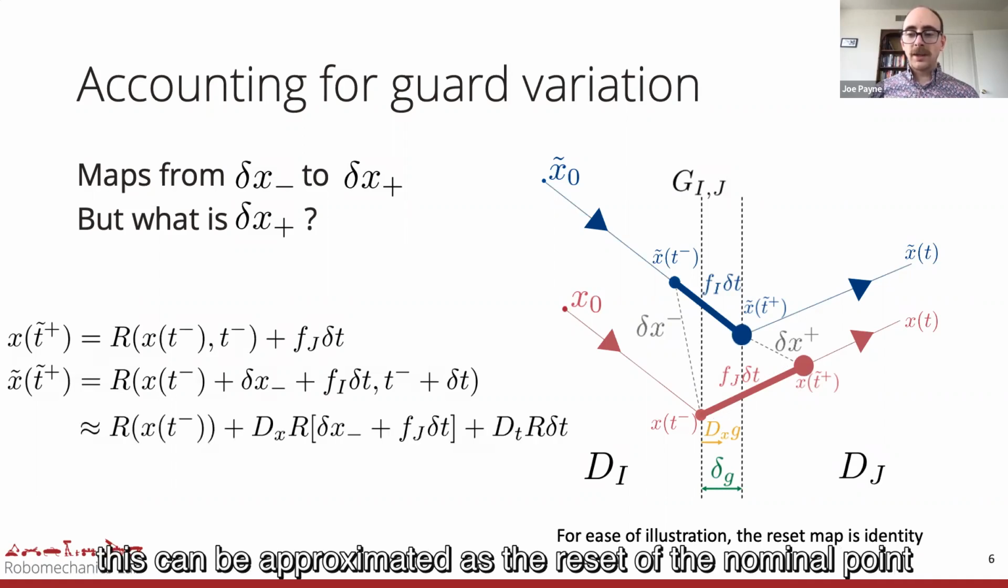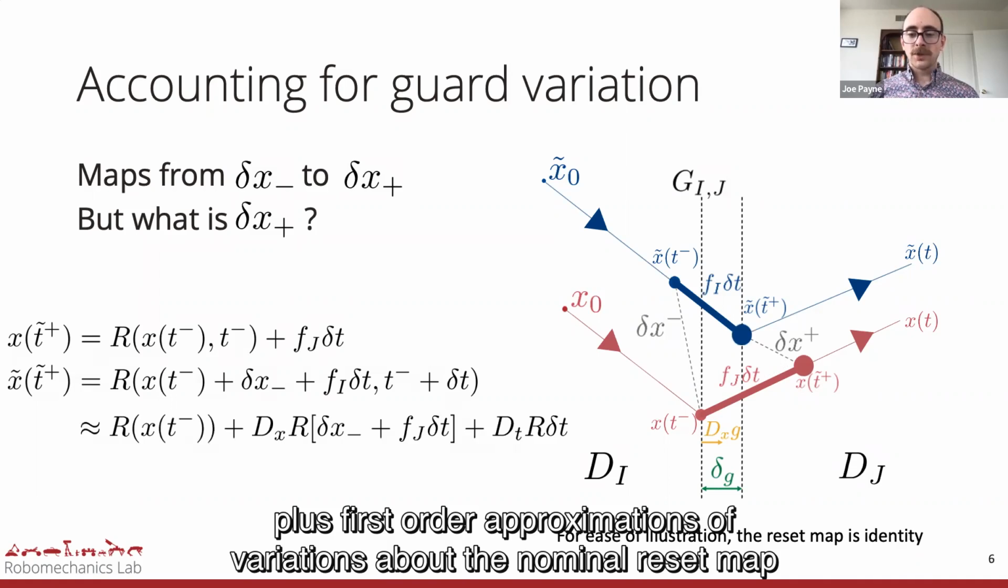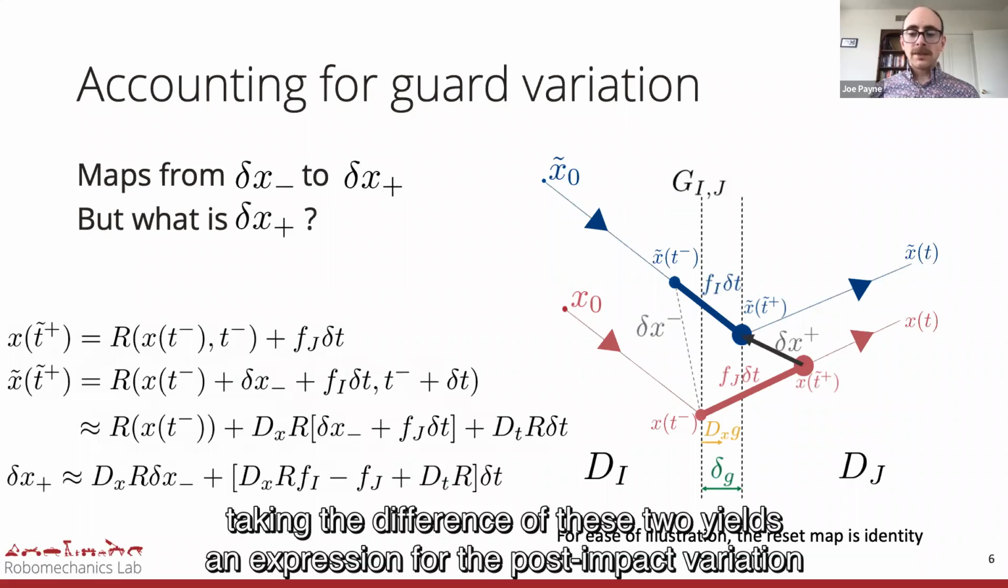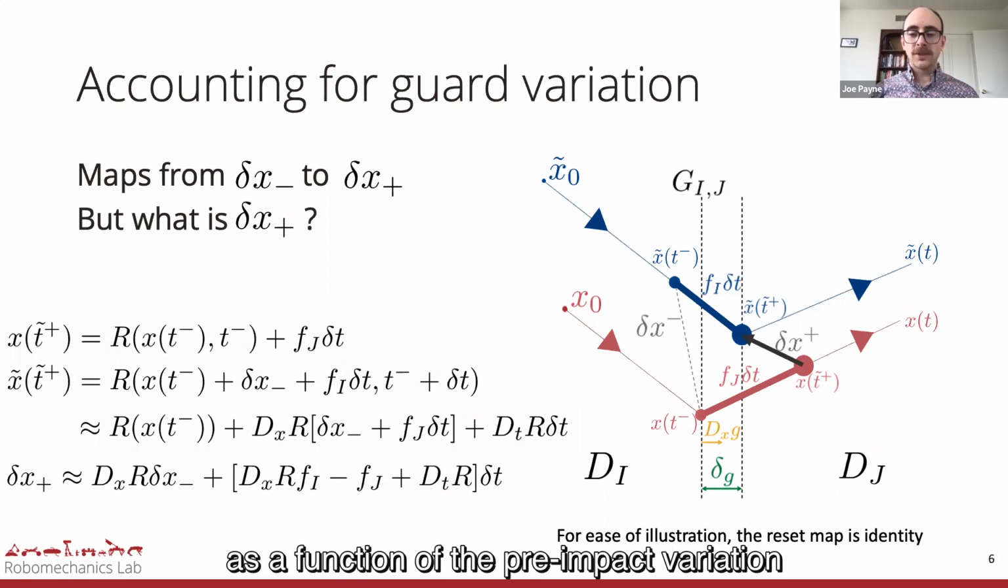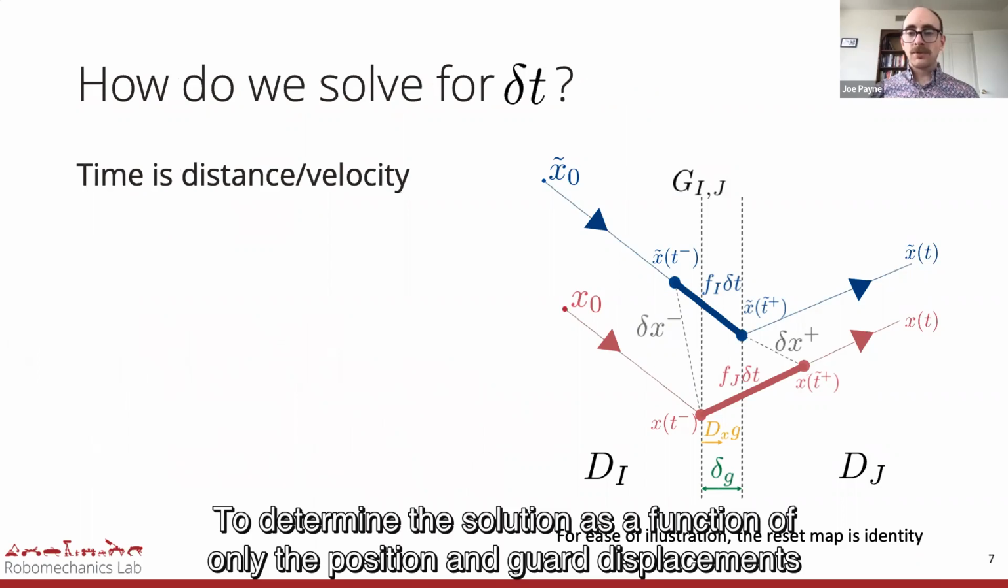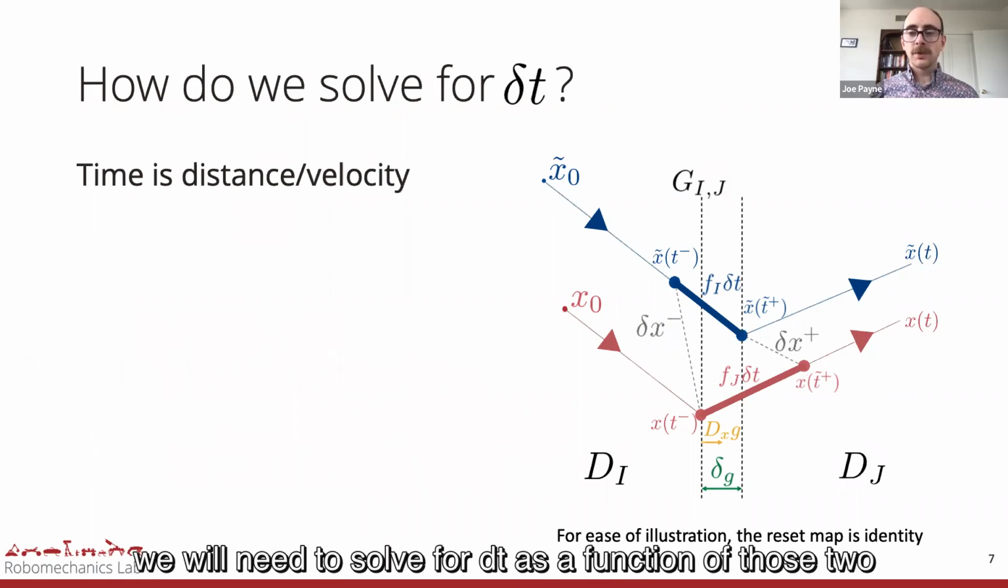This can be approximated as the reset of the nominal point plus first order approximations of variations about the nominal reset map with respect to state and time. Taking the difference of these two yields an expression for the post-impact variation as a function of the pre-impact variation and the impact time difference. To determine the solution as a function of only the position and guard displacements, we will need to solve for dt as a function of those two.